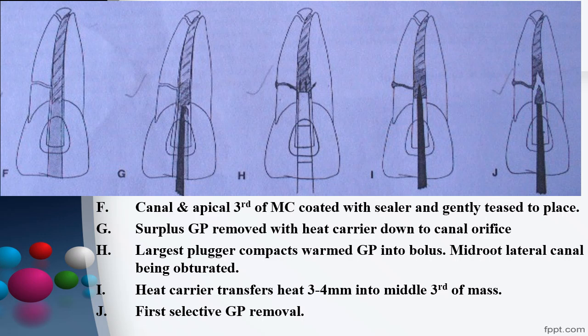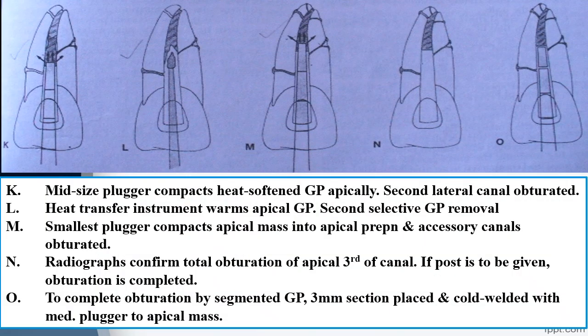The heat carrier transfers heat 3 to 4 mm into the middle third of the master cone, and then the first selective GP removal is done. Then the mid-size plugger compacts the softened GP apically. The second lateral canal is obturated. The heat transfer instrument warms the apical gutta percha. Second selective GP removal is done, and the smaller plugger is used to compact the apical mass into the apical preparation and accessory canals. Radiograph confirms the total obturation of the apical third. If a post is to be given, obturation is completed.